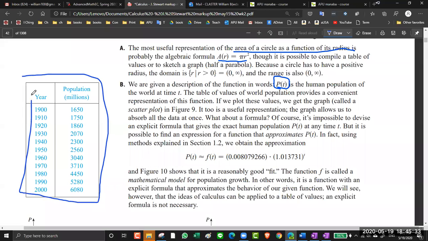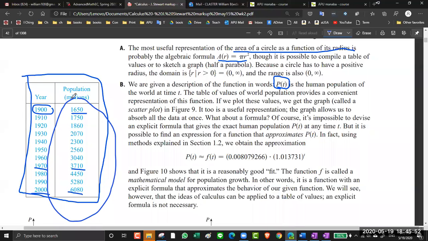So this tells you in 1900, this was the population. In 1970, this was the population. In 2000, this was the population. So there's probably no formula that's going to give you this whole thing. But this is a representation of the function. Does everyone agree with that? Any questions about that?